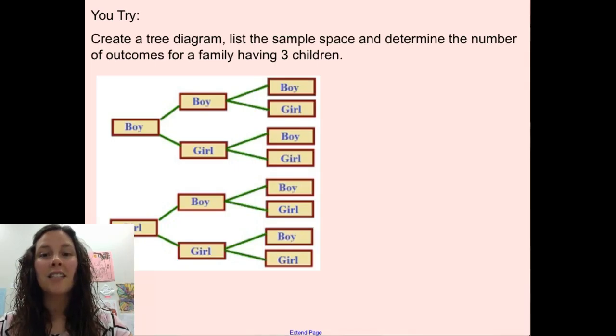That's our lesson on sample space. So here you go, you've got a tree diagram for the possible outcomes if a family decides to have 3 children. So list out that sample space and then determine the total number of outcomes.